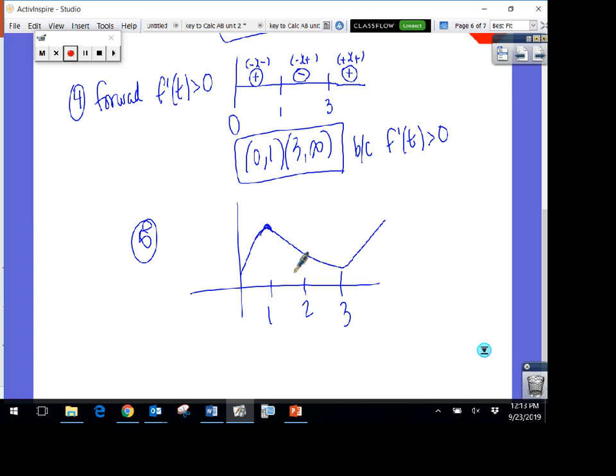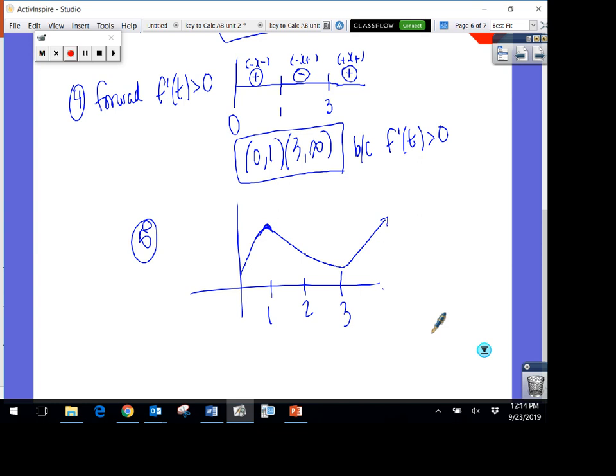So at 1 and 3, it has to change direction from positive to negative, from negative to positive. From 0 to 1, the slope of the tangent line is positive. From 1 to 3, the slope of the tangent line is negative. This is the sign chart for the velocity, the slope of the tangent line. And from 3 on, we'll go ahead and put an arrow because we know it goes on forever.